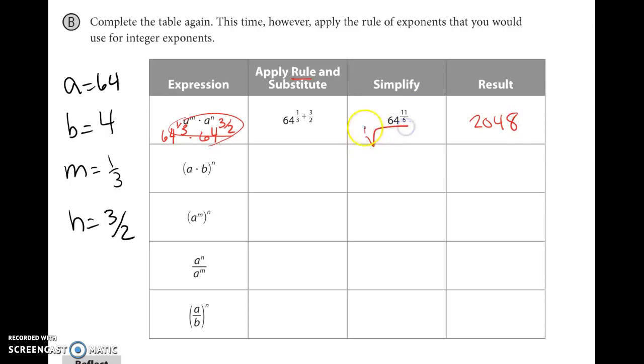We could have thought about this as the 6th root of 64, and then that raised to the 11th power. So the 6th root of 64 is 2. 2 to the 11th power is 2048.